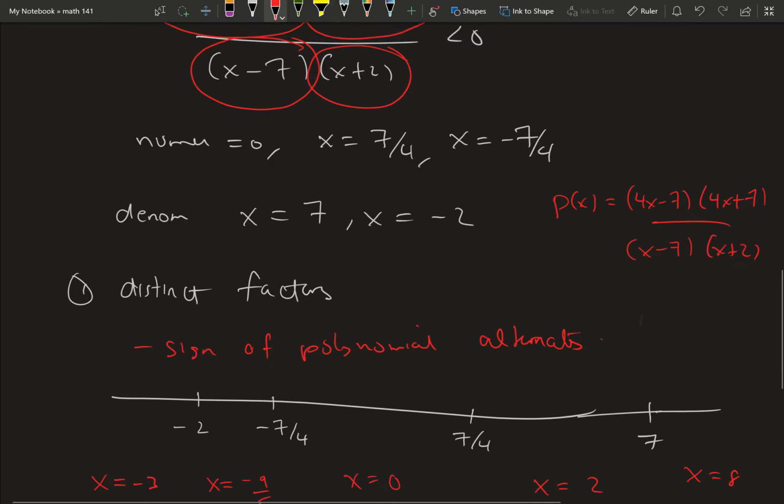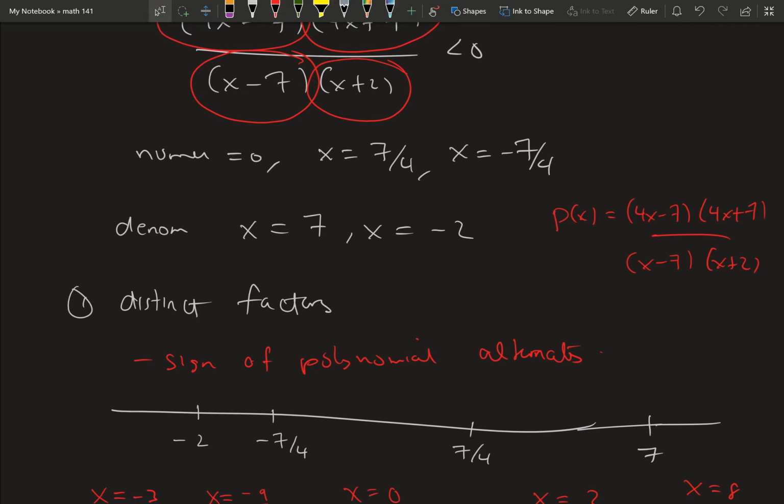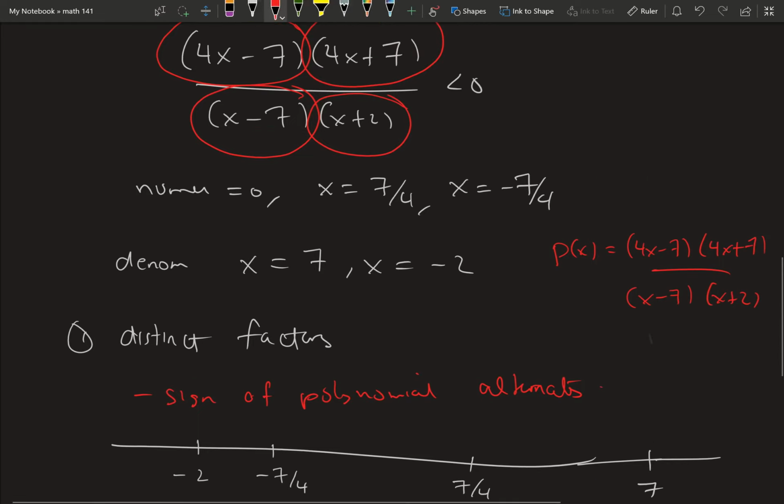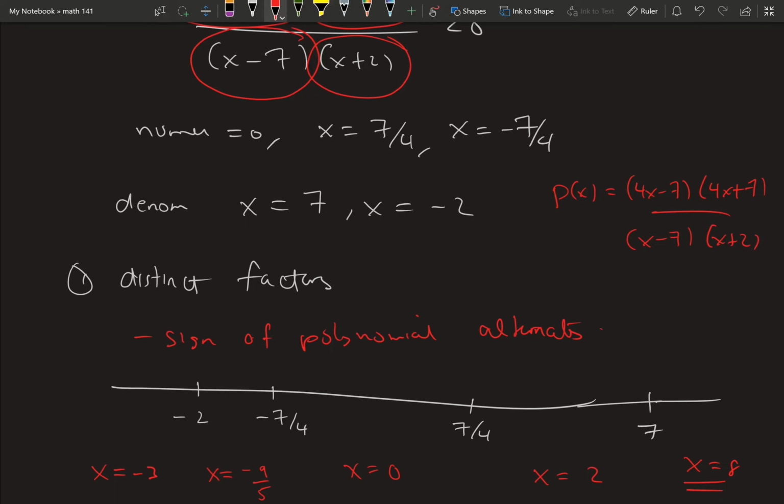But when you have distinct linear factors, it turns out that the sign always alternates. So all I want to do is plug in one sign. Let's just plug in, say, 8. If I plug in 8, what am I going to get? On the numerator, I'm going to get a positive times a positive, divided by a positive times a positive. So overall, we're going to get a positive sign at x equals 8. And now this part's going to be negative. The sign alternates.